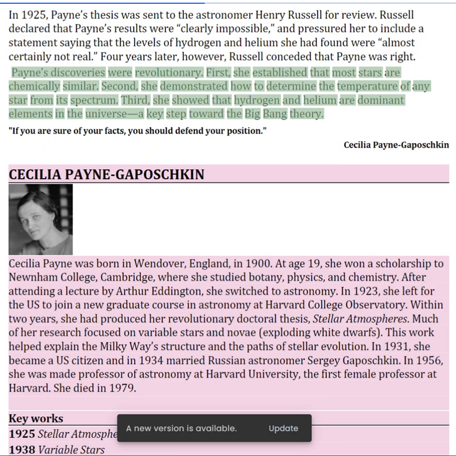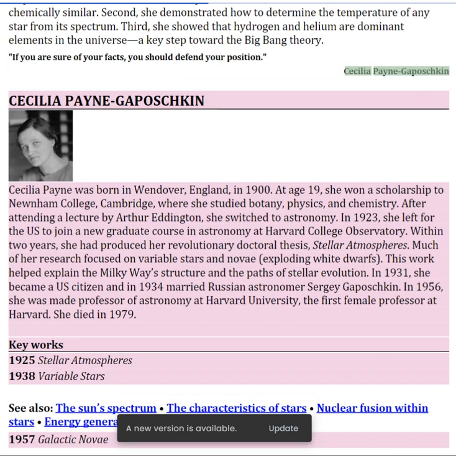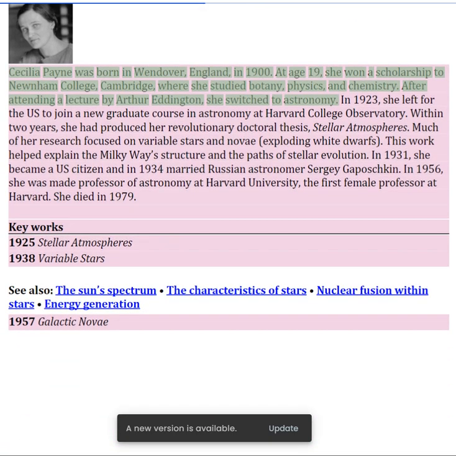Payne's discoveries were revolutionary. First, she established that most stars are chemically similar. Second, she demonstrated how to determine the temperature of any star from its spectrum. Third, she showed that hydrogen and helium are dominant elements in the universe, a key step toward the Big Bang theory. "If you are sure of your facts, you should defend your position." Cecilia Payne-Gaposchkin.